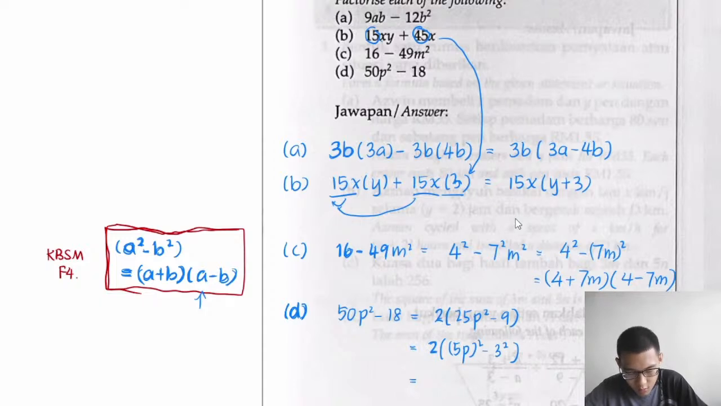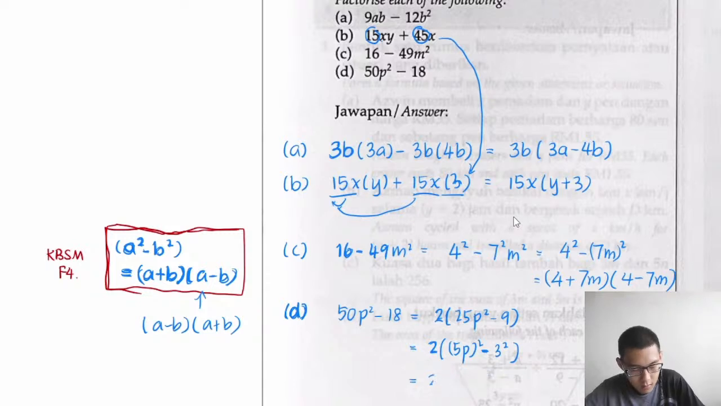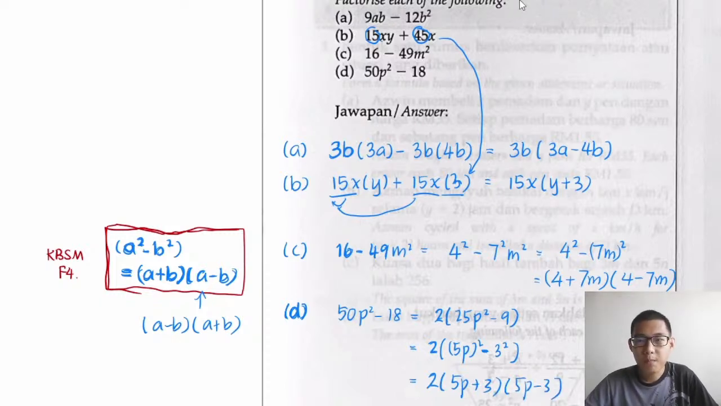Okay, two perfect squares. So we have 2(5p plus 3) first, then (5p minus 3). You can choose either plus or minus first, same one. Sorry, a minus b, because I want to let you see plus b. Don't forget, it is not influenced by this sign. Actually you can open this bracket, you don't need the bracket. So it's 2(5p plus 3)(5p minus 3), done. So these are the answers.